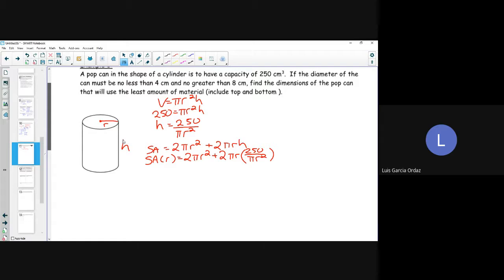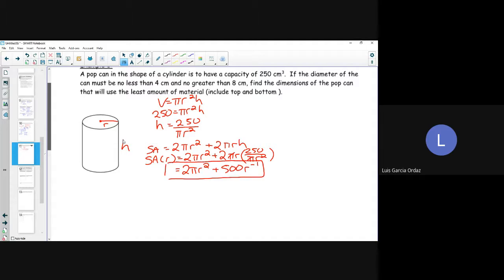And we can simplify this even more. And that's equal to 2 pi r squared plus, my pi's cancel out, 500 times r to the negative 1.